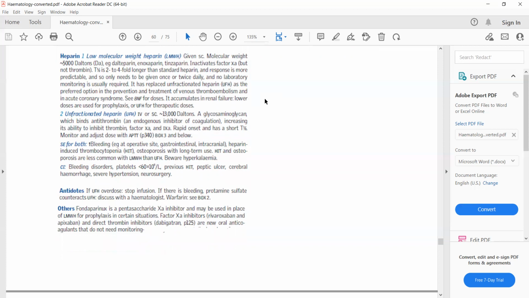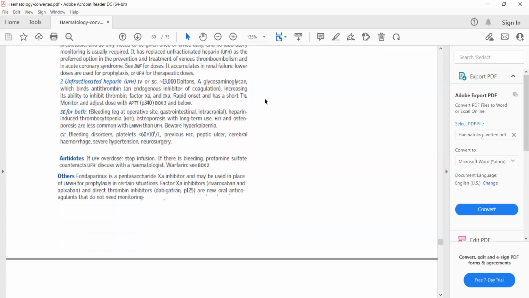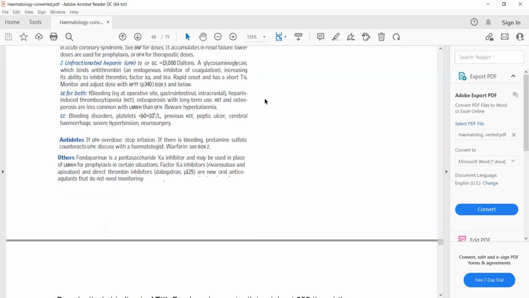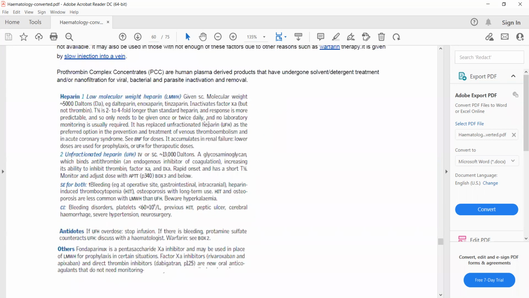Both of them can lead to bleeding because they are anticoagulants. They can cause heparin-induced thrombocytopenia as well. Osteoporosis can also be a side effect when used for a longer duration. And one more difference to remember is that low molecular weight heparin accumulates in renal failure. So lower doses will be used in case of renal failure, because unfractionated heparin does not accumulate in a renal failure patient.